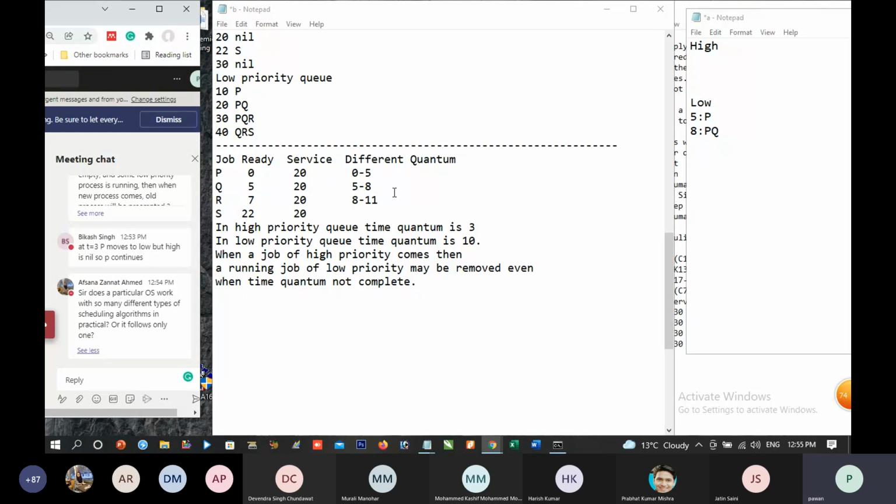Now, at time t equal to 11, you are fully correct that R was in the high priority queue. It should be moved to low priority queue. But as one person has suggested that we don't want unnecessary switching, so we continue up to 18 with this. Is it correct?